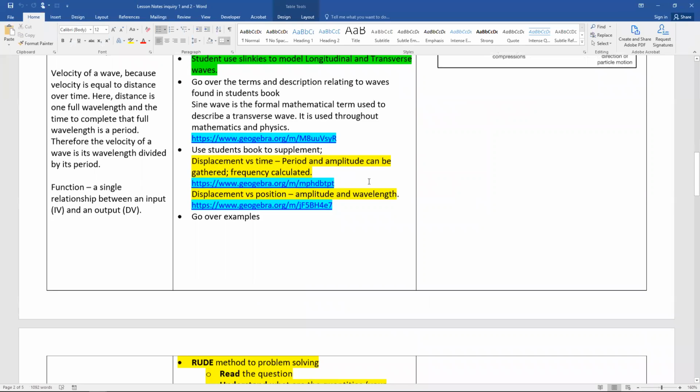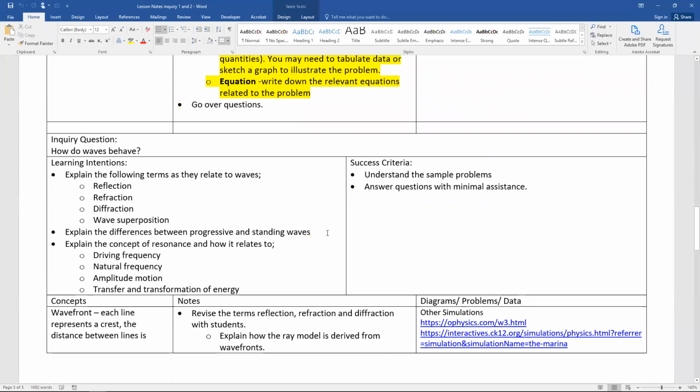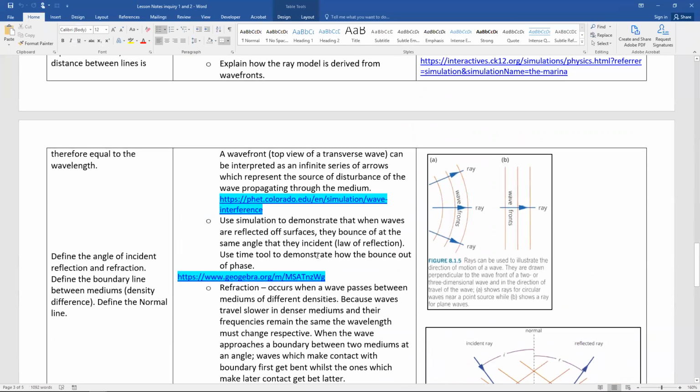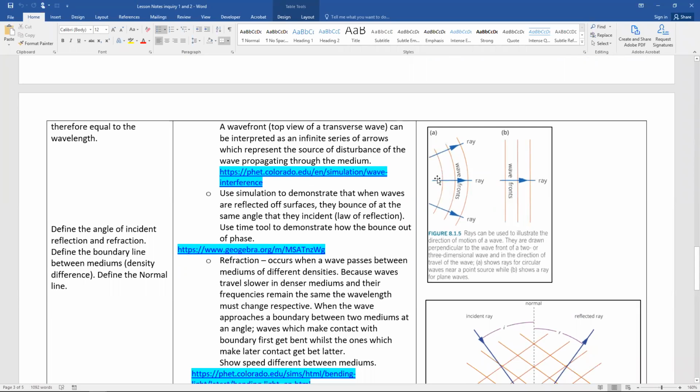So let's continue on. Okay, let's move on to our second inquiry question. With our second inquiry question, we were getting to the point that waves can be treated as rays or just straight lines. The reason we do that is it simplifies other things that we want to examine. So we've gone from talking about mechanical waves, transverse and longitudinal, to just seeing what they do when they hit things or move through things.